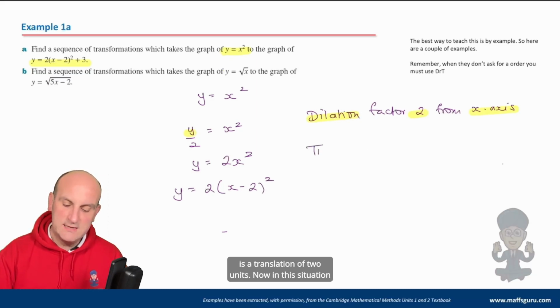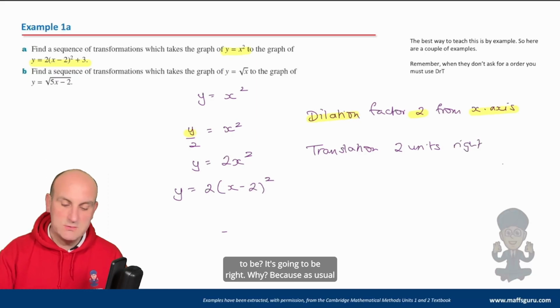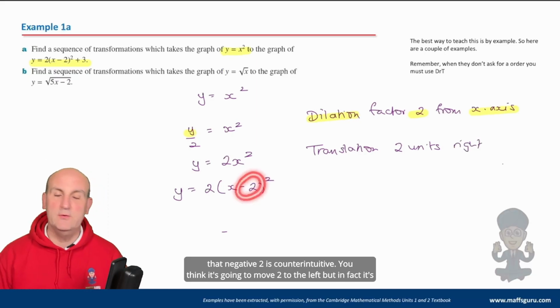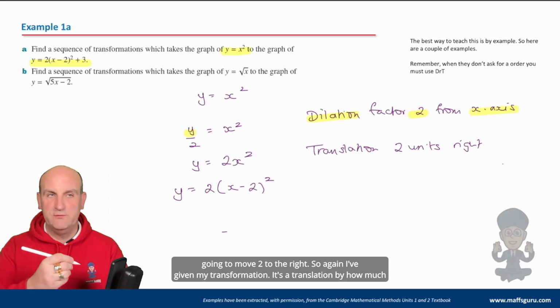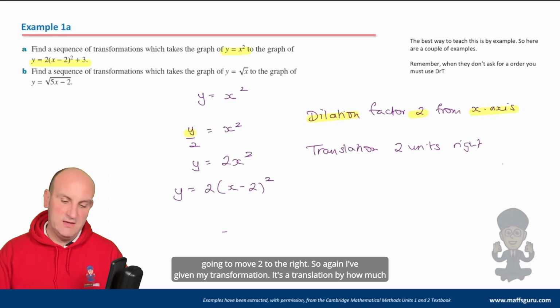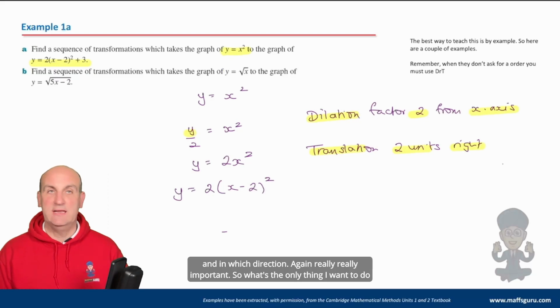Now, what does it mean when I replace x with x minus 2? That is a translation of 2 units. In this situation, you can write left or right. Which way is it going to be? It's going to be right. Why? Because as usual, that negative 2 is counterintuitive. You think it's going to move 2 to the left, but in fact, it's going to move 2 to the right. So again, I've given my transformation. It's a translation by how much and in which direction. Again, really, really important.